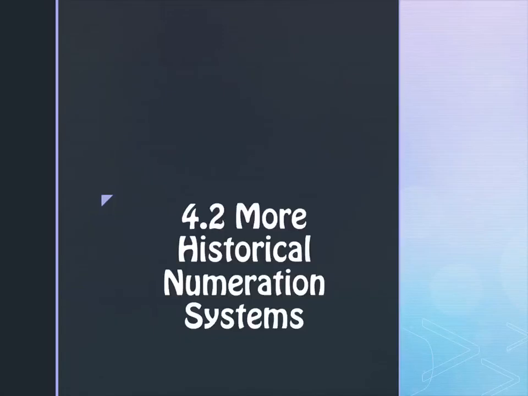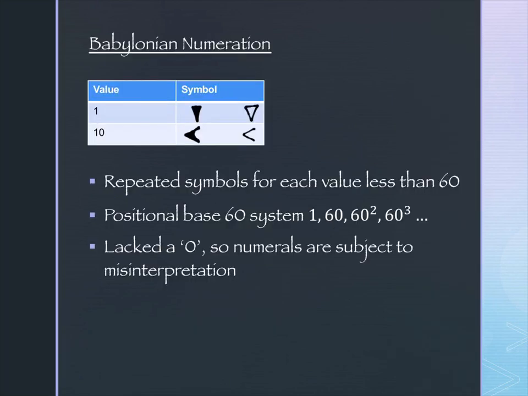4.2, we started this section last time. Remember, it was a continuation of 4.1. We're talking about these different numeration systems, and the one that we left off on was the Babylonians. The Babylonians had these two symbols, and these two symbols were repeated until you get to 60. And once you hit 60, then they're not going to be repeated. They're going to move into a second place value, and that place value is going to be the 60s place.